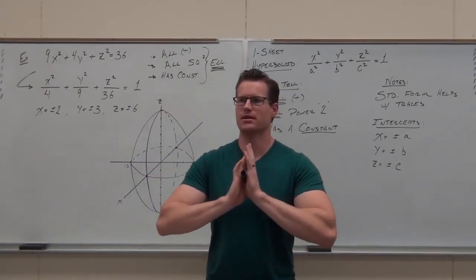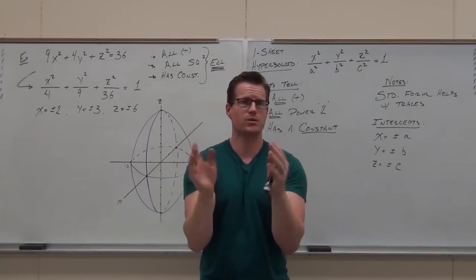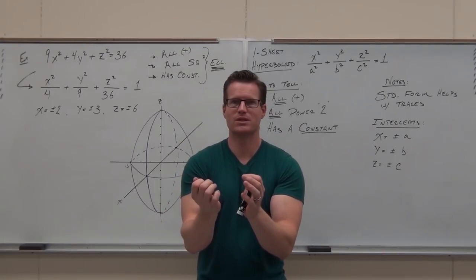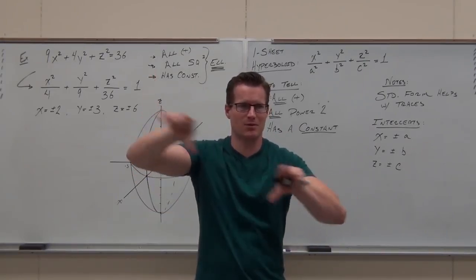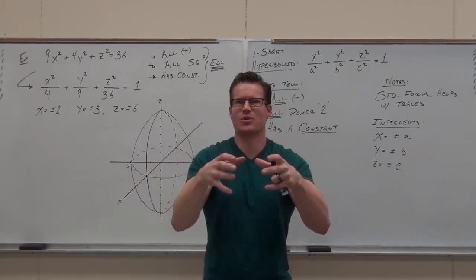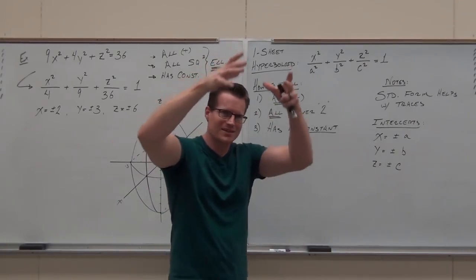So, what does one sheet mean? One sheet means that this figure would take one continuous sheet of wrapping paper to cover it. You could enclose it with one sheet. A 2-sheet, which we will have, would take 2 independent pieces of wrapping paper. They're not contained in one piece. You would need 2 different pieces to do that.